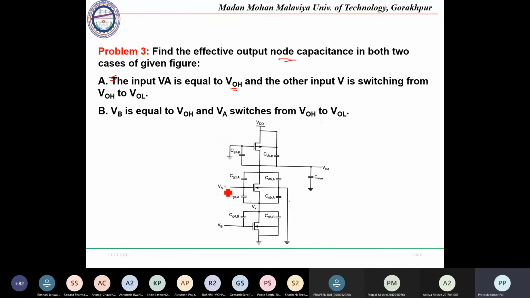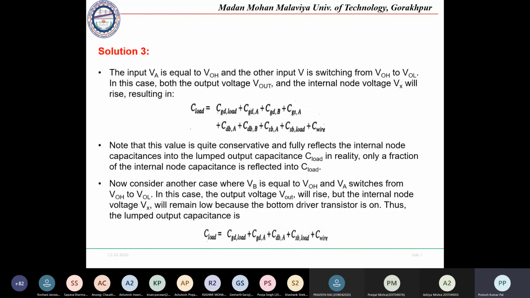If this is connected to the highest potential, then the capacitance associated with this terminal will be neglected, and all other capacitances will be included. So this is how we will be calculating. In the first case, the C load will be given. Whatever the capacitance is, the input VA equals VOH, and the other input is switching from VOH to VOL.